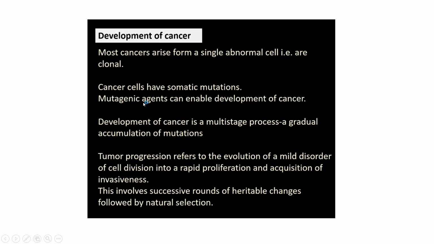There are many mutagenic agents which bind to the DNA molecule and lead to changes in the sequence of bases, the purine and pyrimidine base pairs. Many such agents lead to that development, and it is a multi-stage process. Accumulation of mutations occurs continuously, and then it leads to the development of cancer.